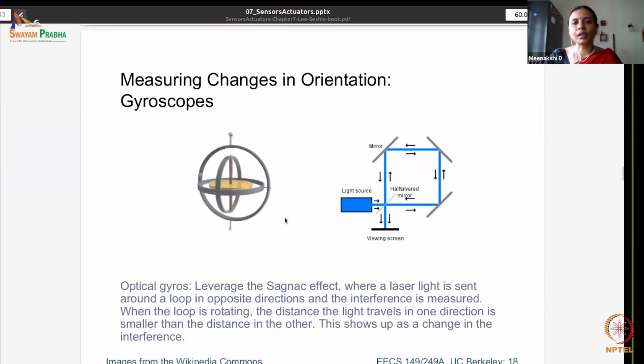Another popular sensor is the gyroscope. Gyroscopes are used for measuring changes in orientation. The figure here gives a typical example of a gyroscope and a schematic of how it works. If it's an optical gyroscope, it leverages an effect where laser light is sent around a loop in opposite directions and interference is measured. When the loop is rotating, the distance the light travels in one direction is smaller than the distance in the other, and that change is what is measured by the sensor.